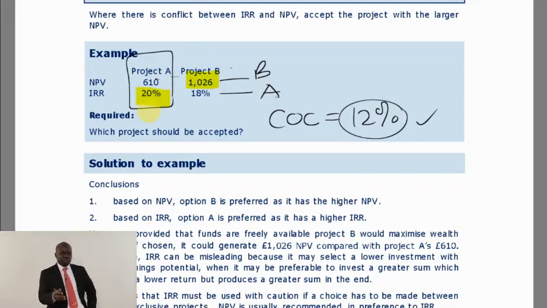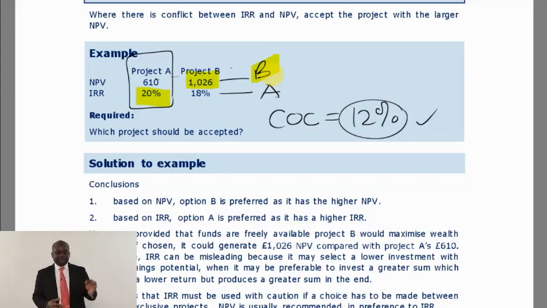Which one will you choose? This is how the examiner will test you. So you will choose the one that will give you the highest NPV. Somebody will ask why. Our assumed objective is to maximize the shareholders' wealth, and shareholders' wealth maximization is increasing the value of the company.